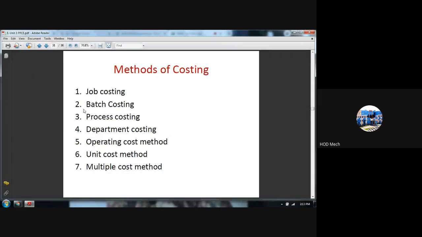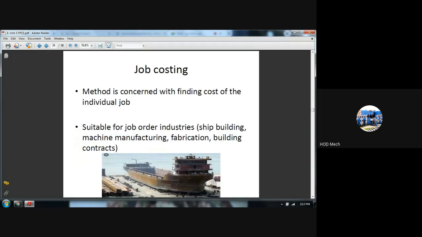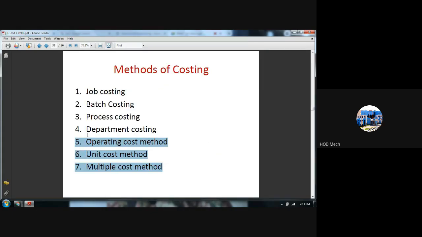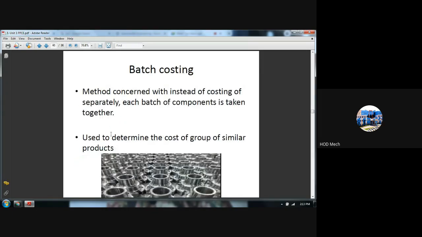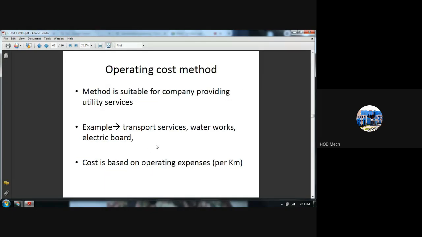The first category talks about job and batch costing. The second category, process and department. And the third one, operating cost, unit cost, and multiple cost. So we have seen up to department costing. Now we are moving to operating costing.